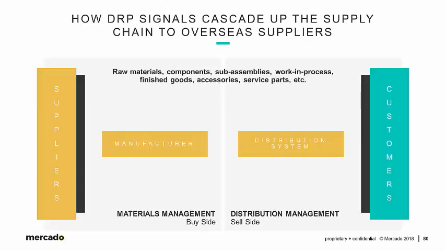That's it for this section. When we come back, we're going to revisit a slide that you should all recognize. This time, within the context of how DRP signals cascade up the supply chain to overseas suppliers.